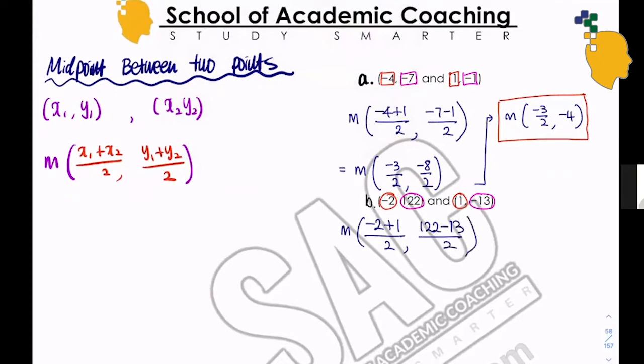-2 plus 1 is -1. 122 minus 13 is 109. So our midpoint will be -1 on 2, 109 over 2. Since we can't simplify these fractions, leave it like this. This will be our answer.